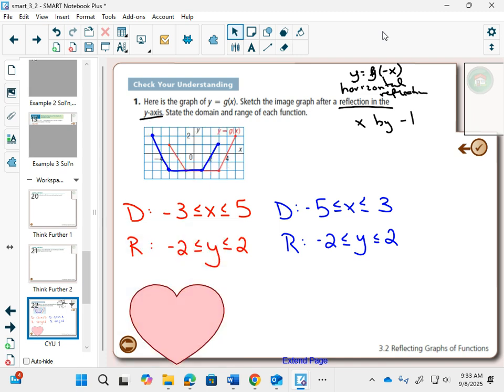All right, so questions, circle 3 and 13.